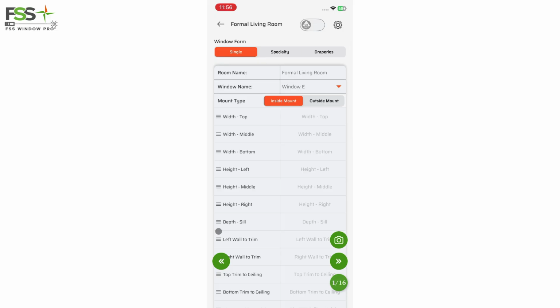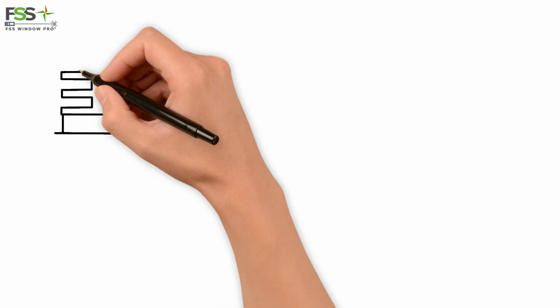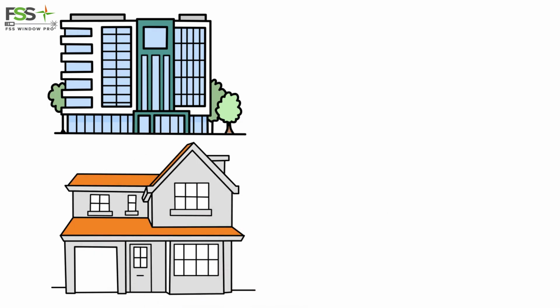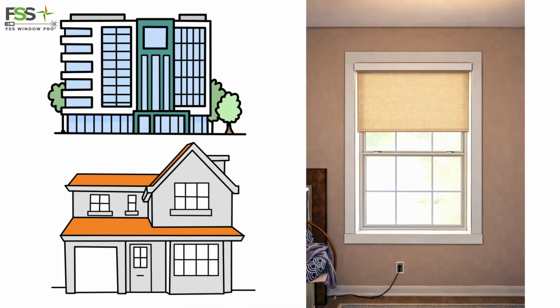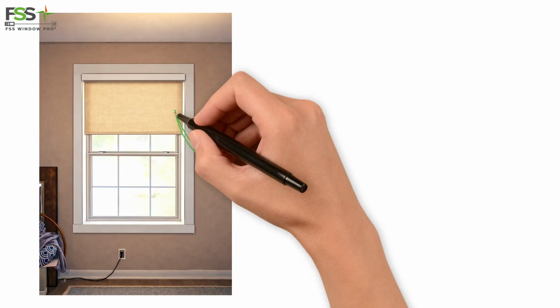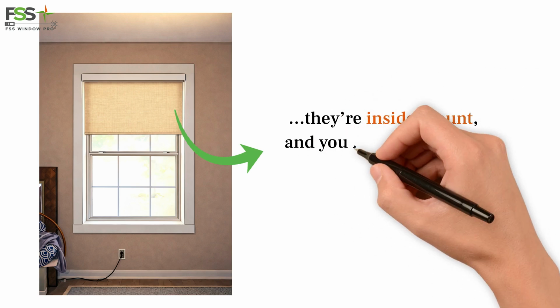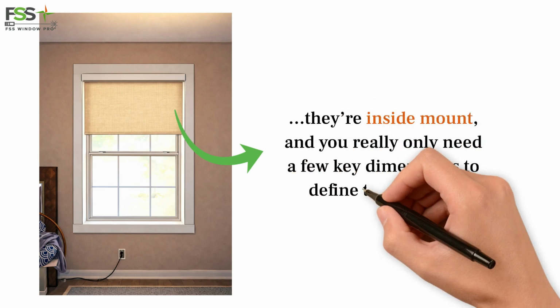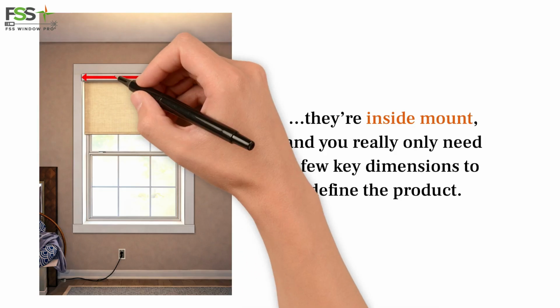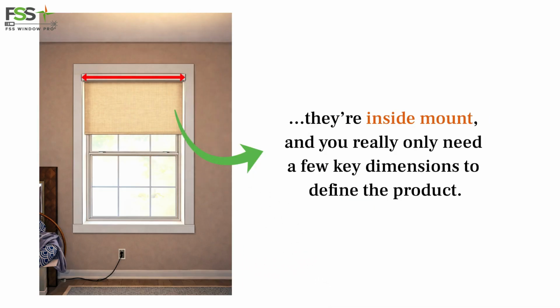Now, let's move into a real-world example of where templates really shine. Let's say you're working on a large job, maybe commercial, maybe residential, but the only product you're installing is roller shades. Roller shades are a little different. In most cases, they're inside mount, and you really only need a few key dimensions to define the product. At a minimum, you care about the width at the top, where the headrail sits, and a single height measurement.